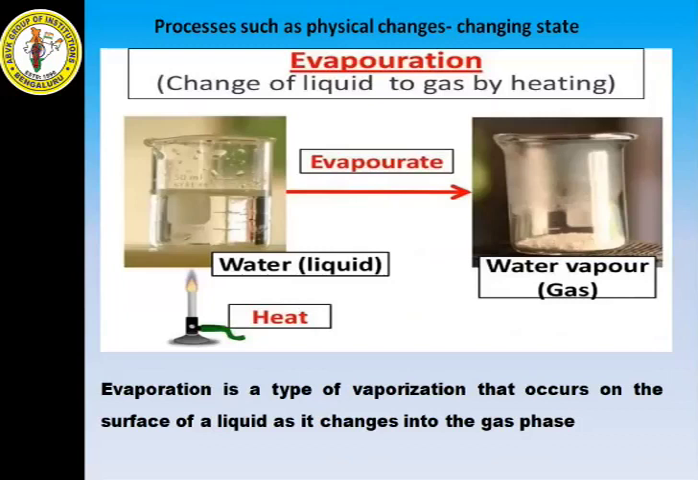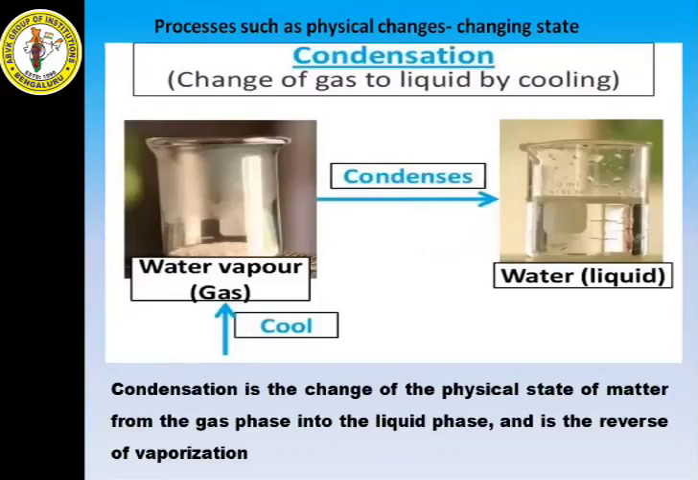See, change of liquid to gas by heating, you can see here, right? Here the liquid is going to convert into gas on heating. So that is called as evaporation. Next, what do you mean by condensation? So condensation is a reverse process of evaporation. See there, the liquid is converted into gas on heating. Here it is the opposite. So the gas is converting into liquid by cooling.